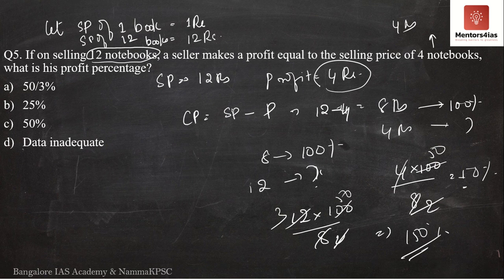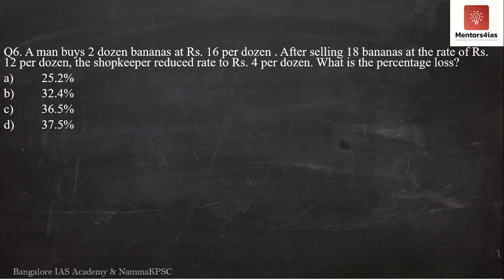You can either take the profit directly, or you can take the loss directly, or you can take the selling price. You will end up with the same answer. So here the correct answer is 50%. The correct option is option C. So this was a very simple question. Now moving on to the next question.